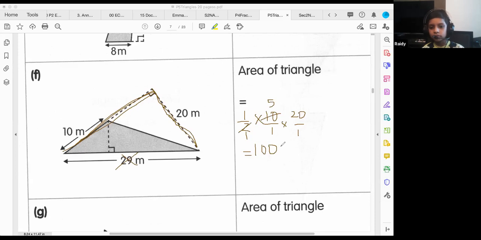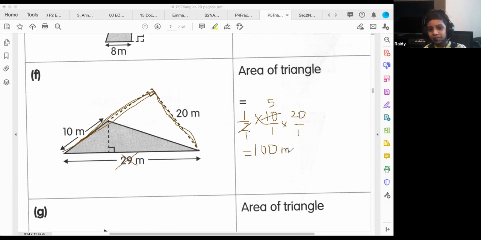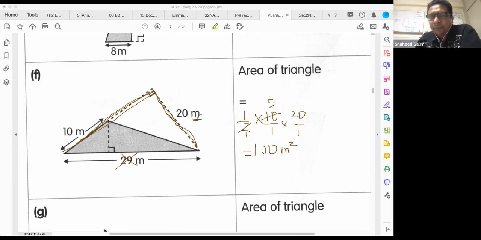So is it cm square? Square cm? You agree? No. Meters. Because they give meters here, you must use meters. Now, if you are feeling blur, you must watch the video. Try again, watch the video, try to follow again.